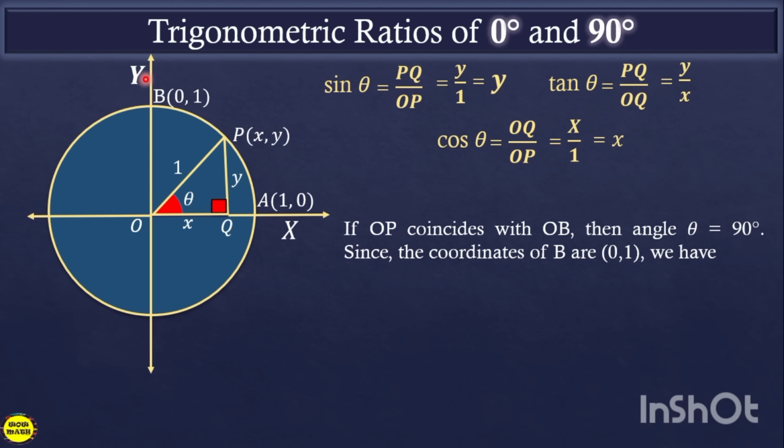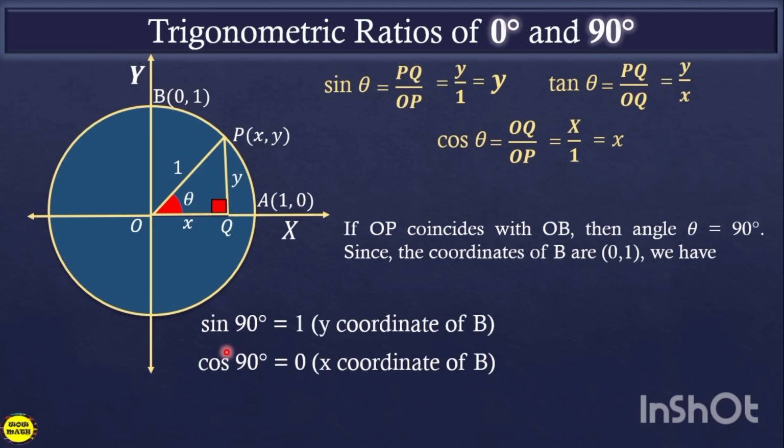Now, since dito siya nag-end, dito siya nag-coincide, ang coordinates po ni B ay 0, 1. So, para makuha natin si sine 90 degrees, kasi dito siya nag-coincide eh. So, this is 90 degree. So, nag-coincide siya dito para makuha natin si sine 90 degrees, that is the coordinate, y coordinate. Lagi pong ganon. Sine is y coordinate. Ano ang y coordinate ni B? 1. Kaya po 1. Para makuha naman natin si cosine, ang cosine po ay x coordinate. Ano po ang x coordinate ni B? 0. So, your cosine 90 degree is 0.